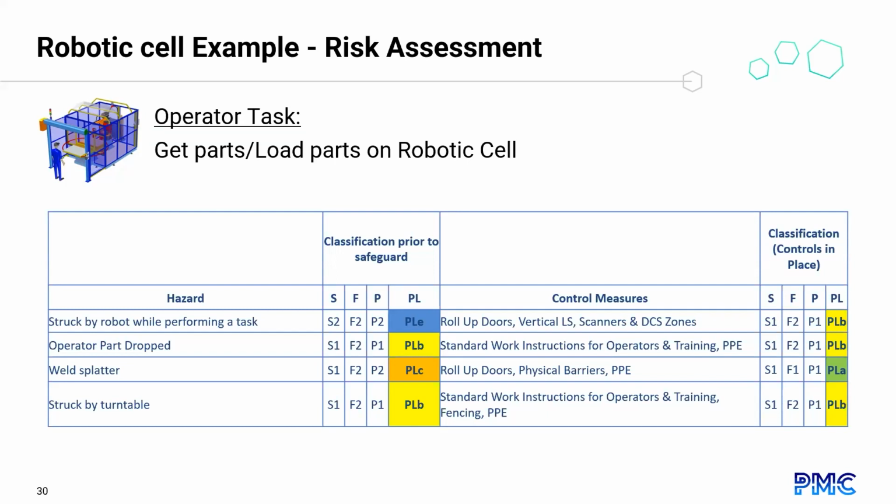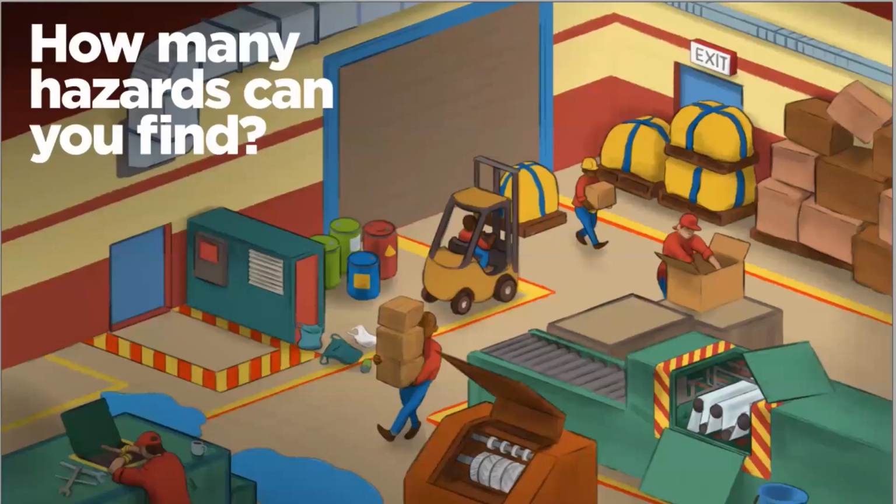So let me move to the next slide. Okay. So basically here, going back to the image from the beginning of our webinar. So here I have that image with our productive environment. How many hazards can you find? So let me just advance one slide so we can see our answers.